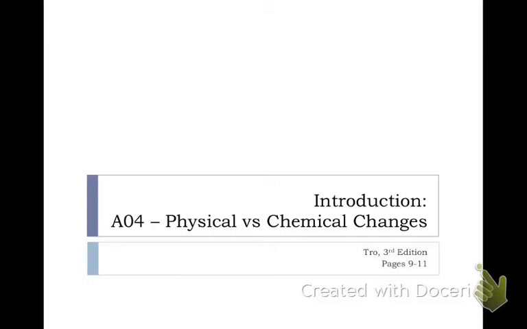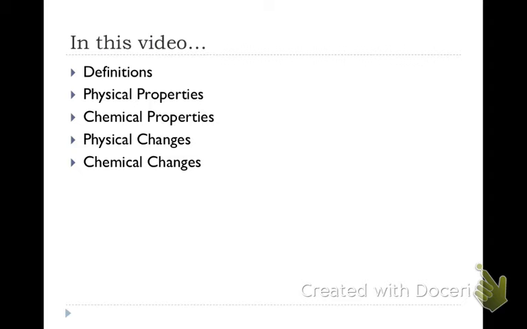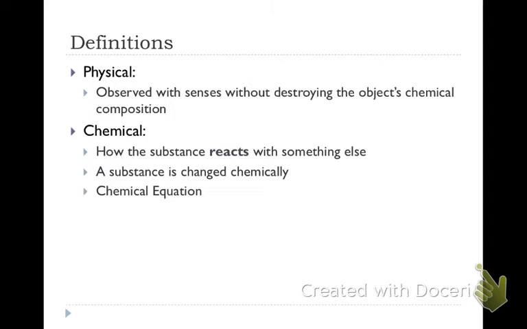And welcome to our fourth video in AP Chem. So we have physical versus chemical changes. Please also make sure that you're referring to pages 9 to 11 in our TRO 3rd edition. So we're going to talk about definitions of physical and chemical properties and changes, and discuss examples of each.